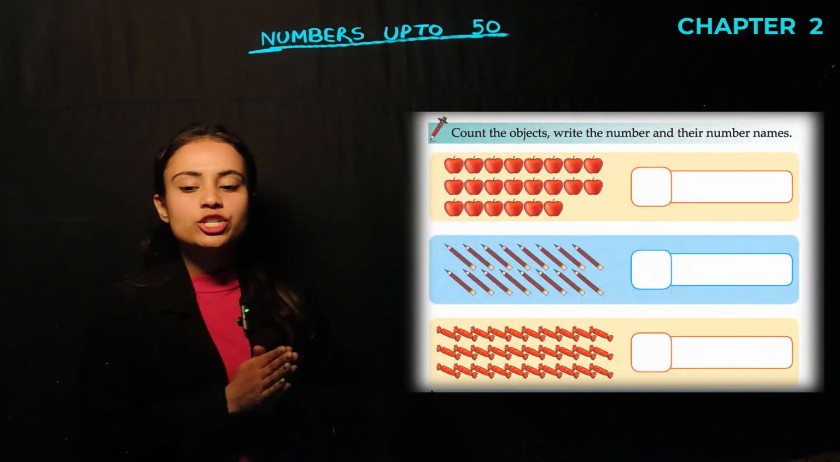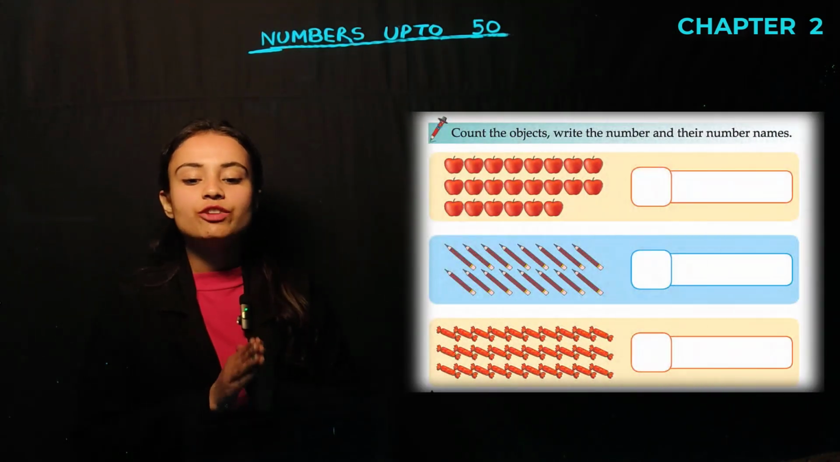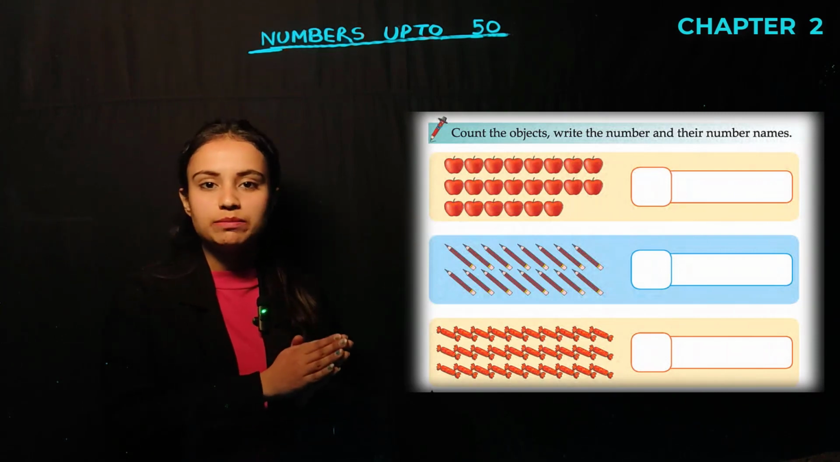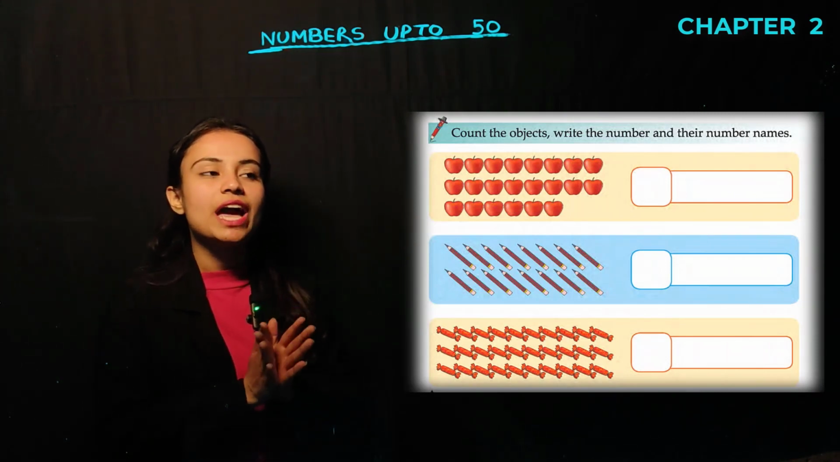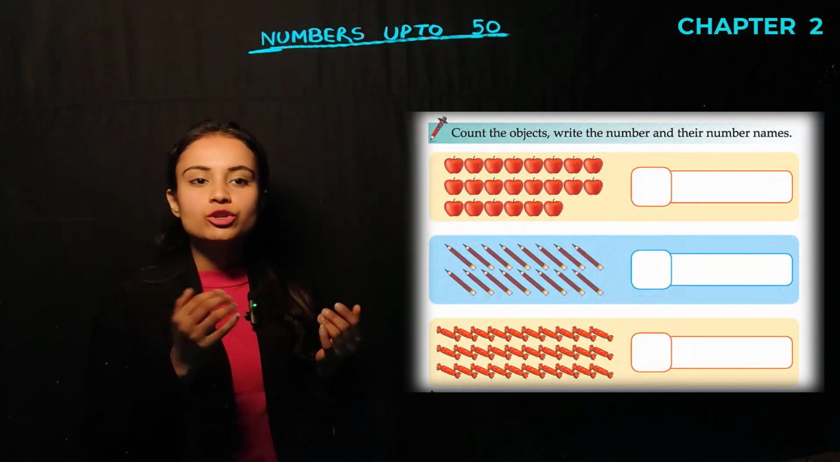In the next question we have to count the objects and write the number and their number names. Let's see the first part. Here some apples are given. We have to count them. So let's count together, kids.